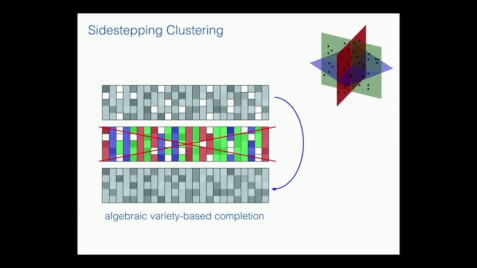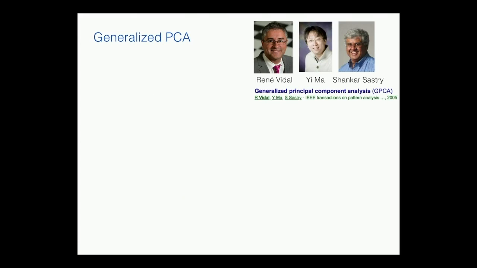What we'd like to do is just sidestep or eliminate this process of breaking the problem into two things, clustering and then low-rank matrix completion, and just think about it holistically. And what I'll describe is something we call algebraic variety-based completion. So let me explain this. This also goes back to some great work by René and some of his colleagues. They had this idea they called generalized PCA. So what was generalized PCA?